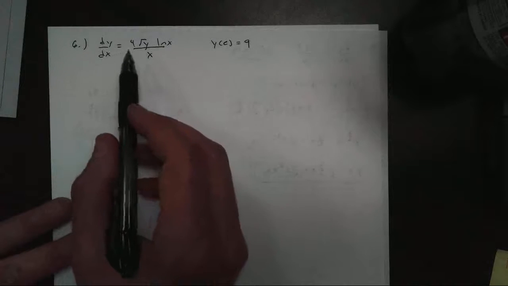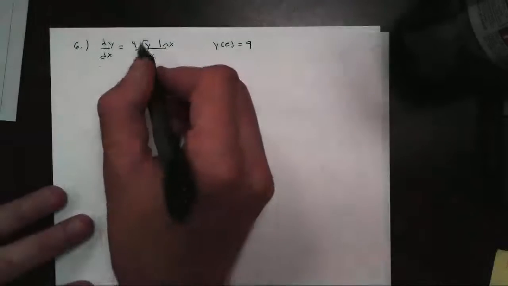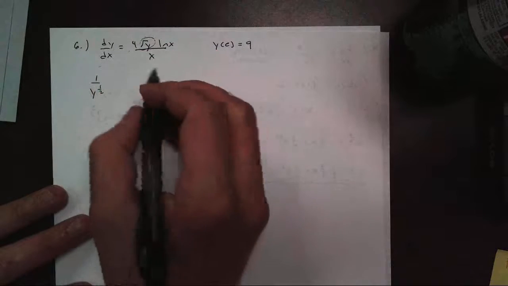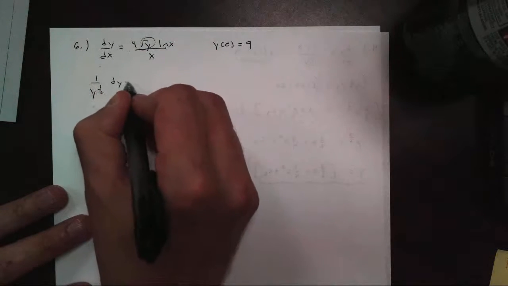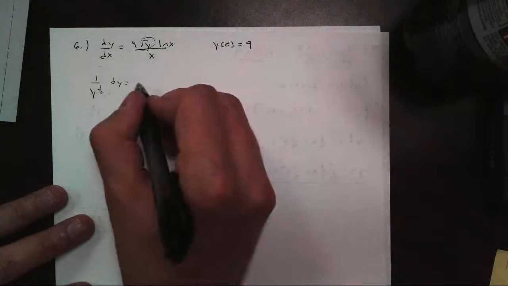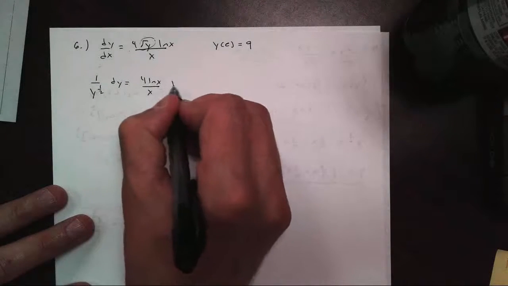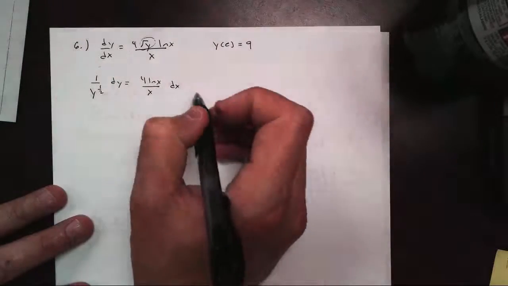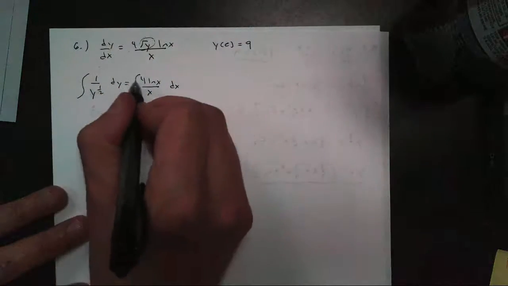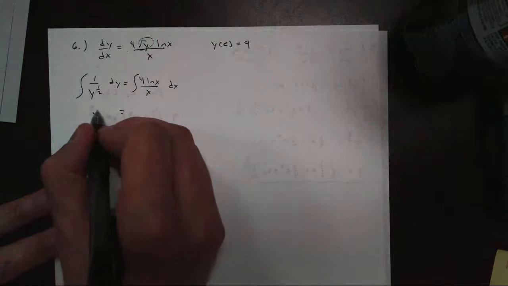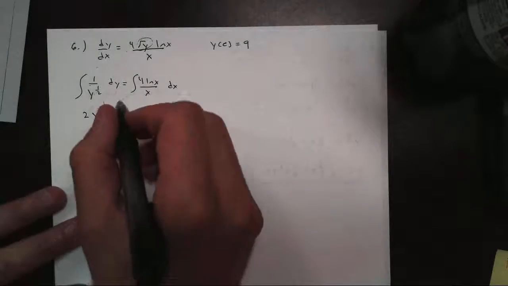This is number 6. We're going to separate the variables, so I'm only going to bring the y over. This becomes 1 over y to the 1/2. Be careful, we do have to divide. dy equals, and when I bring the dx over, I get 4 natural log of x over x dx. Take the antiderivative of both sides. Now the left side is pretty easy. We get y to the 1/2 times 2, because remember that's y to the negative 1/2.